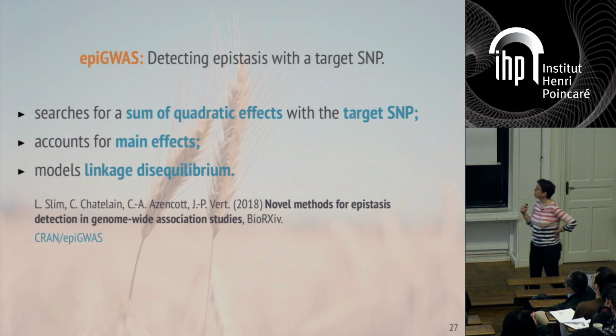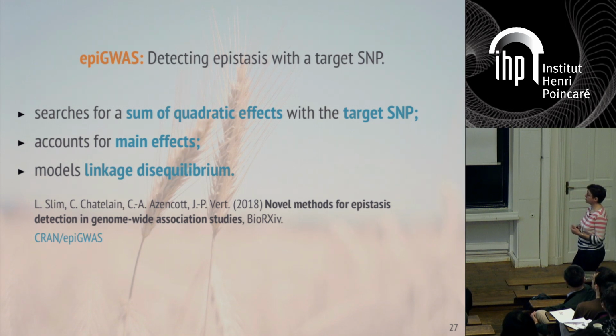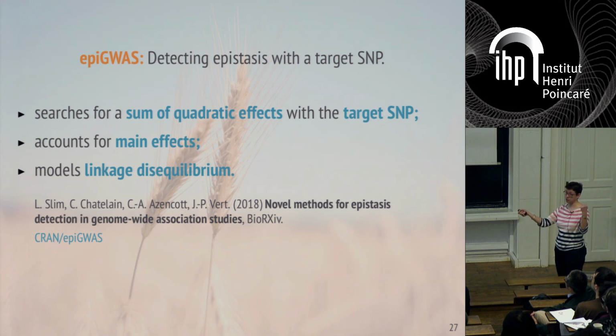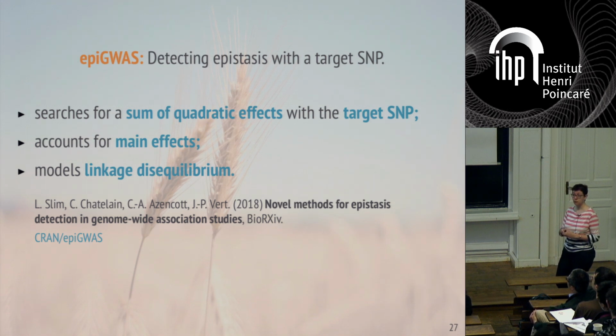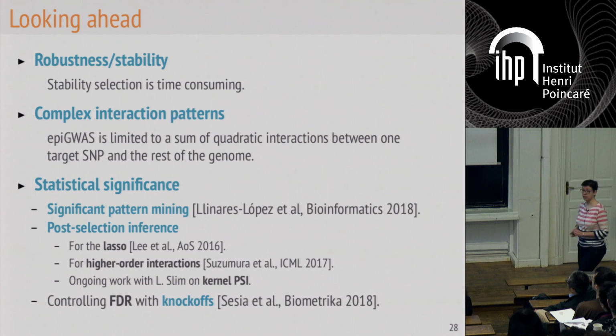All right. So this is a tool we call EpiGWAS, where we search for a sum of quadratic effects between our variables and our target variable of interest, while accounting for main effects, so effects of single variables, but without having to measure them, and modeling linkage disequilibrium. So this is so far a paper on bioRxiv and an R package on CRAN. And this brings me to my conclusion.